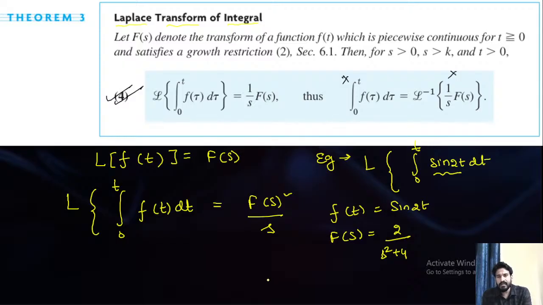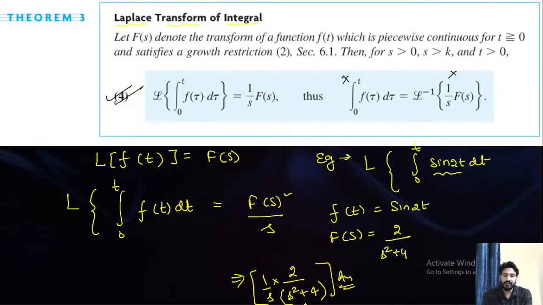Right, put this formula. Then we will have our answer, that is f of s is 2 divided by s square plus 4, and divided by 1 by s. So this is my answer: 2 divided by s into s square plus 4. Very simple. There is no requirement of doing any integration and all that, right? I hope that it is clear to you guys.